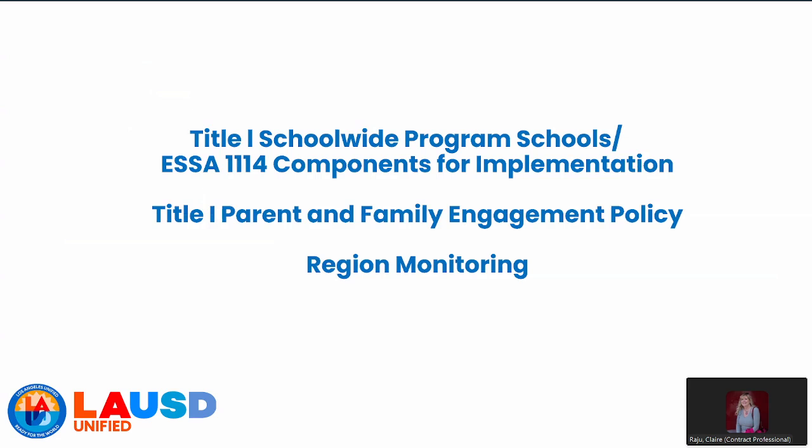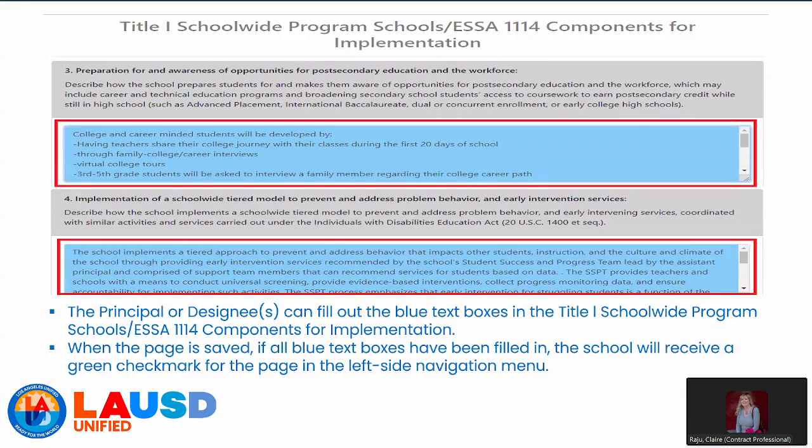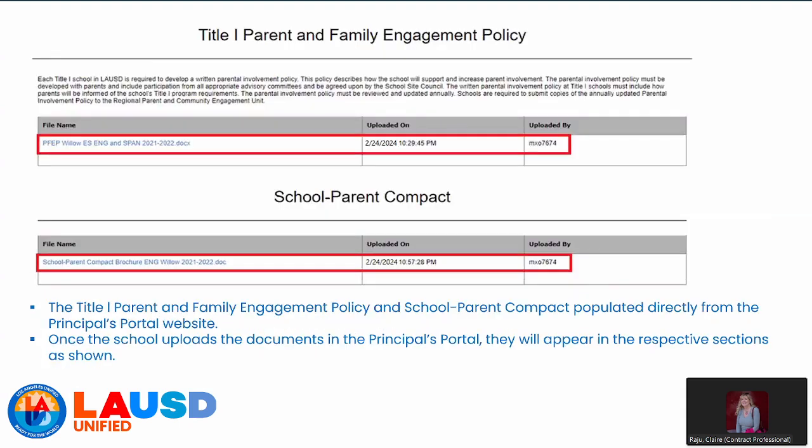And then I'll cover the Title I school-wide program schools, the Title I parent and family engagement policy, and region monitoring. So the principal or designees can fill out the blue text boxes in your Title I school-wide program schools. And then when the page is saved, if all those blue text boxes have been filled in, the school will receive a green check mark for the page in your left side navigation menu. The Title I Parent and Family Engagement Policy and the School Parent Compact are populated directly from your Principal's Portal website. Once your school uploads the documents in the Principal's Portal, they will automatically appear in these respective sections as we show you.